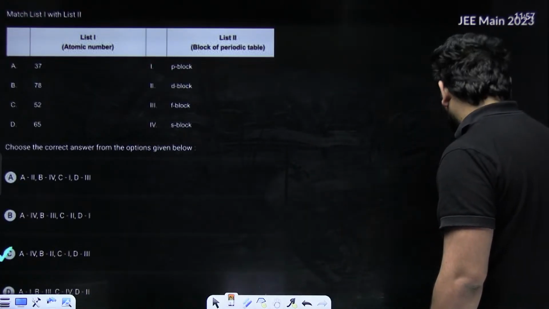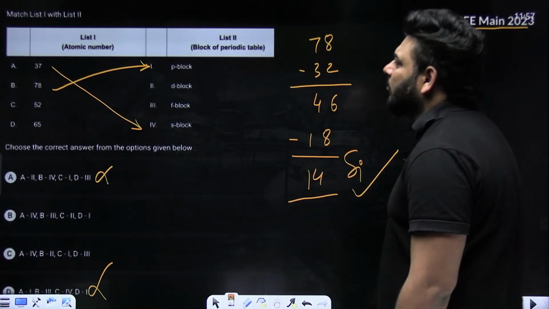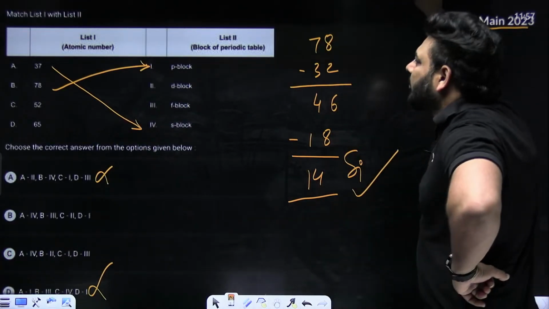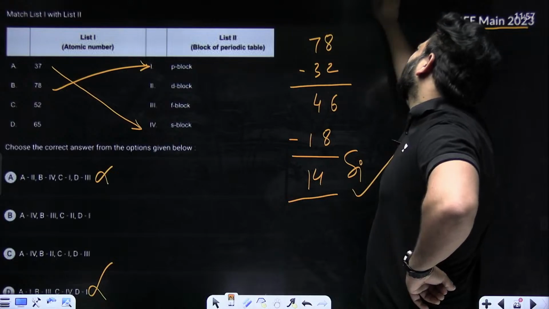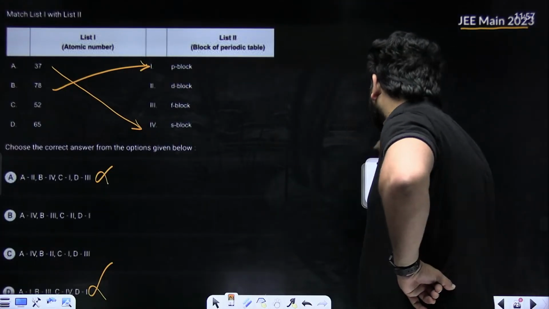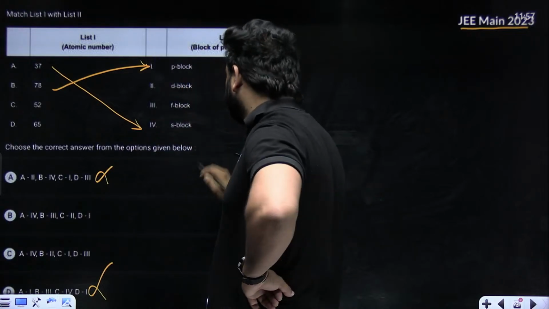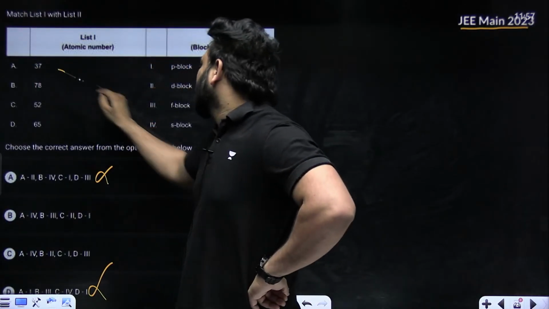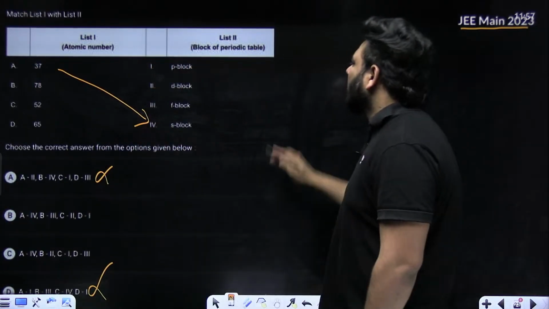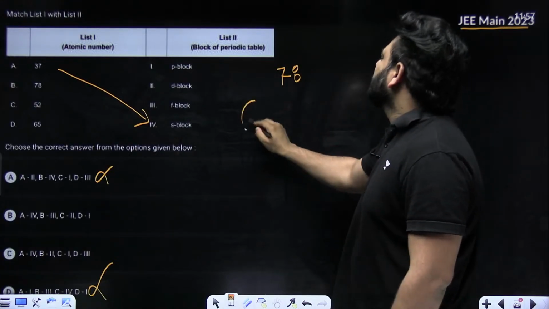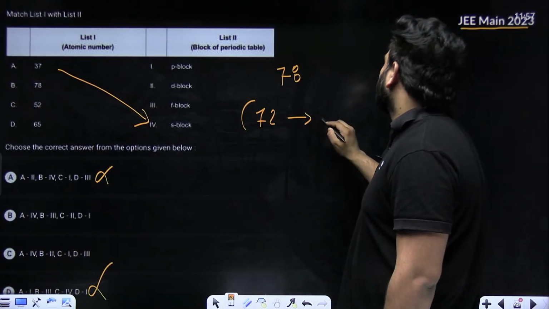B is showing second, which is D block. 78 cannot be D block. Okay. My bad. This is correct, but when we talk about 78, we must know that all the elements of 72.